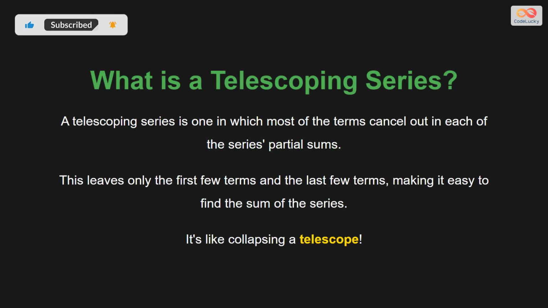So, what exactly is a telescoping series? It's a series where the majority of terms cancel out when you look at its partial sums. This cancellation leaves behind just a few initial and final terms. The name comes from the way a portable telescope collapses into itself, section by section.